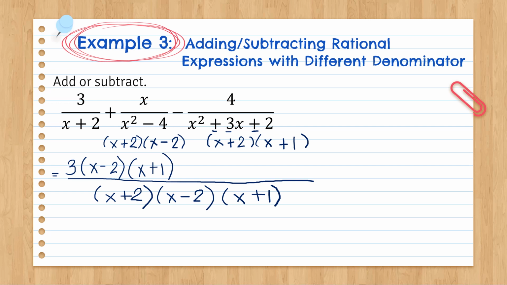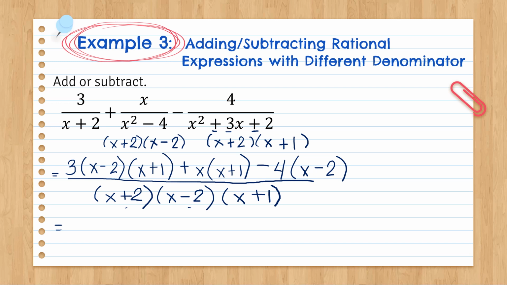For our second fraction, the original denominator has the factors x plus 2 times the quantity x minus 2, and we already have those here. So meaning we are going to multiply x with x plus 1. Then for our last fraction, we're going to multiply negative 4 with x minus 2, since we already have the quantity x plus 2 times the quantity x plus 1 as the factors of its denominator. We can now simplify our numerator.